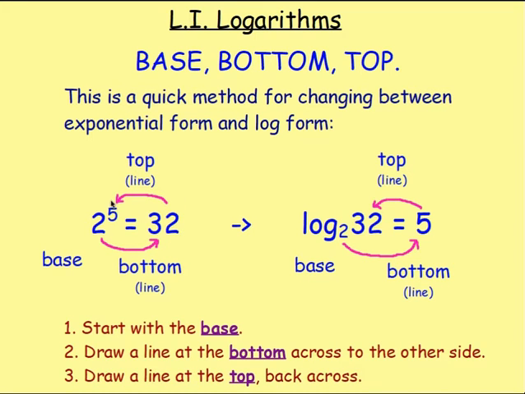and that would equal 5. Or if you've got it in log form and you have to rewrite it in exponential form, then you would have 2 to the power of 5, again starting with the base. It's log base 2, so start with the base, draw a line at the bottom to the other side, so 2 to the power of 5, and that would equal 32.